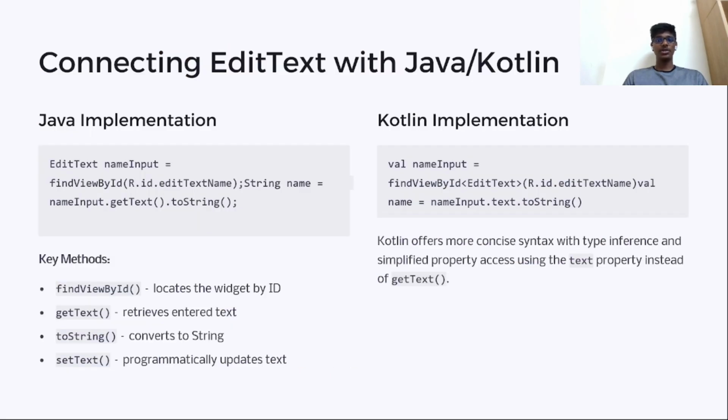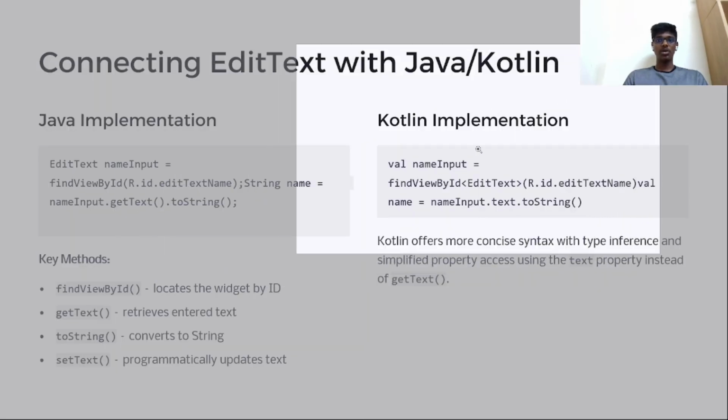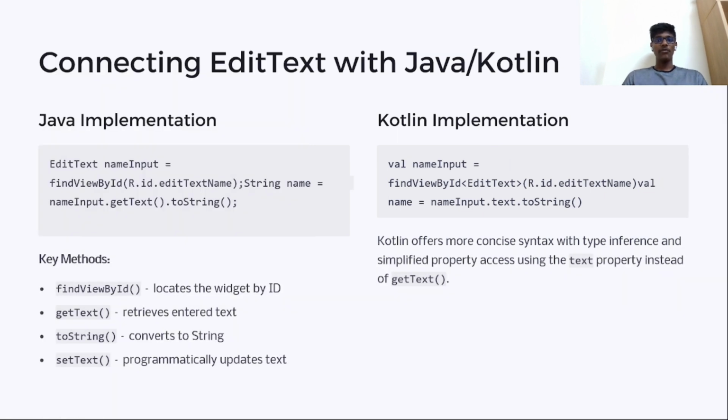Connecting EditText with Kotlin or Java. Once you have declared EditText in XML, you need to connect it with your Kotlin or Java code. Here are simple implementations in Java and Kotlin. Mainly we use Kotlin, and I am here to explain the Kotlin implementation. val nameInput = findViewById<EditText>(R.id.editTextName). val name = nameInput.text.toString().